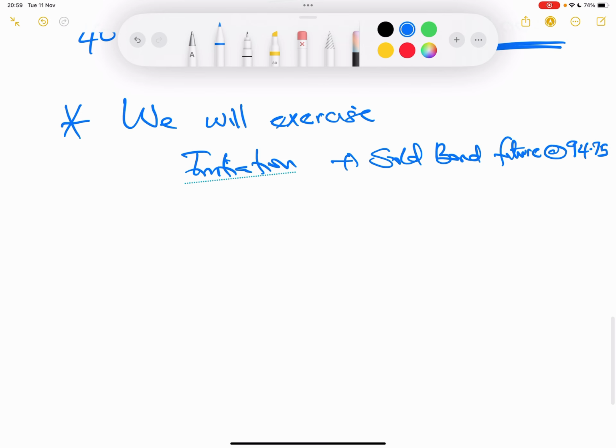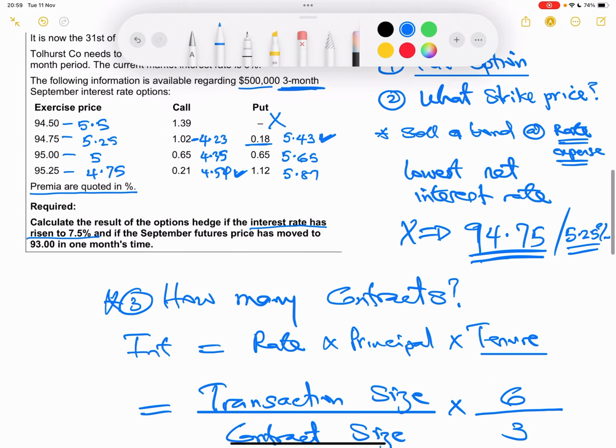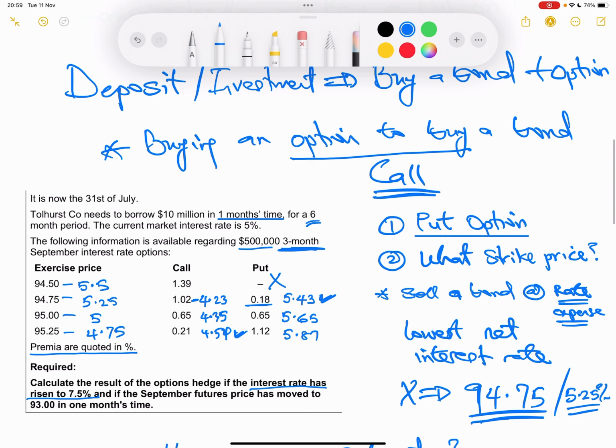Then we need to close it because we're exercising the option. Which means we must have bought this bond. That means we have exercised. Because remember, the option that we buy is always the option to sell a bond if it's a borrowing. And that is what we bought here, a put. That's why we said it's a put option. So if we are going to exercise this put option, we will buy the bond future.